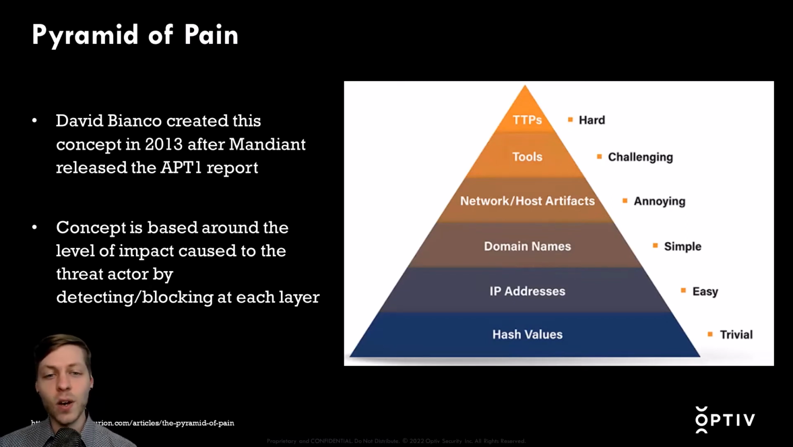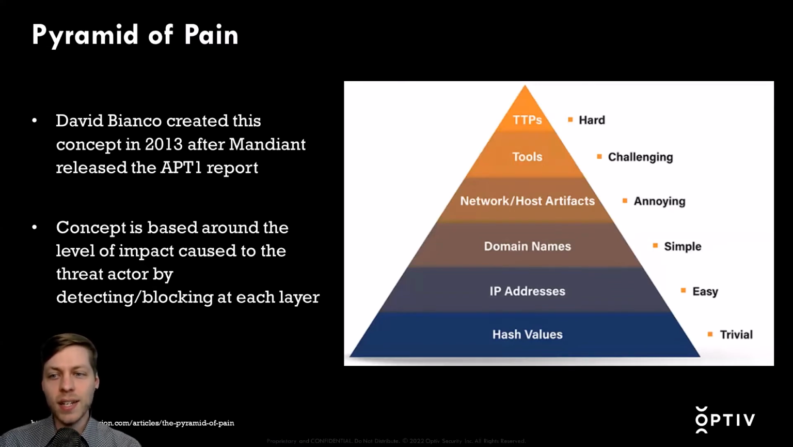Up from that, we have network and host artifacts. These are a little bit more difficult for threat actors to adjust because a lot of them are going to be tied to the tooling that they're using in some capacity. And as defenders, we're able to identify those artifacts and track them down. Tools becomes even more difficult for a threat actor to change on the fly because it takes time to develop new tools. And then lastly, TTPs, which is your tactics, techniques, and procedures. And these are very difficult in most cases for a threat actor to change because this is kind of their ingrained processes of how they operate. And that's a very difficult thing to, one, adjust on the fly or even over time.